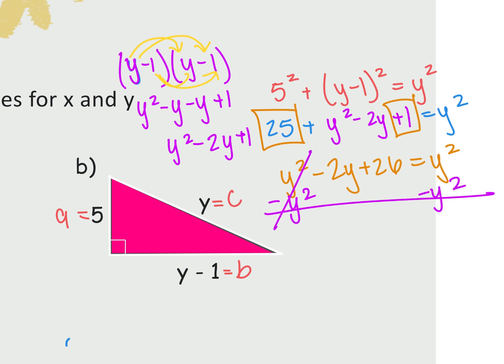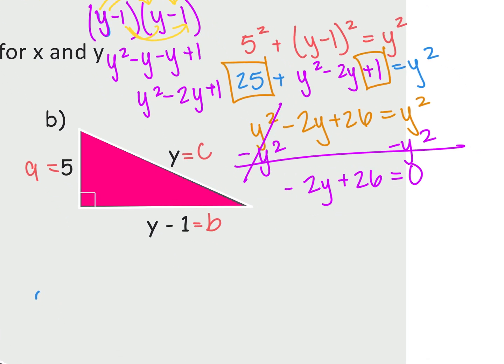I'm going to cancel this out. Now I have negative 2y plus 26 equals 0. Remember, I'm solving for y, so I can't have 0 on that side. Now what should I do? I'm not going to add 2y because remember, I'm trying to solve for y. Yeah? Negative 26. Good. I'm going to subtract 26 from both sides. Now I have negative 2y equals negative 26.